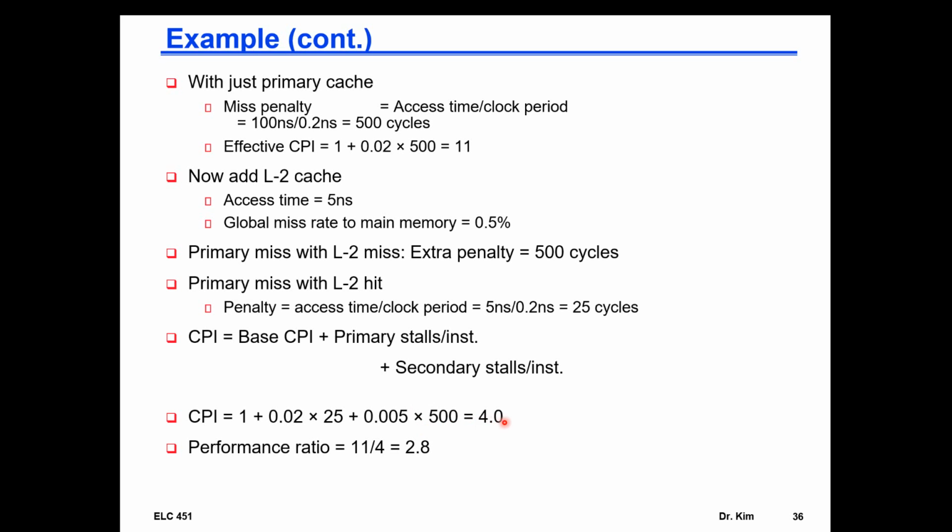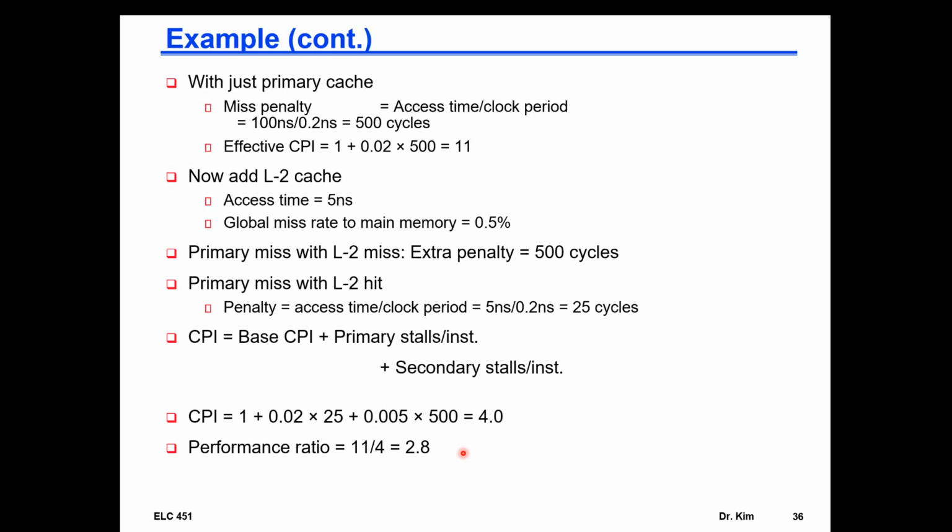So now the new performance, the effective CPI, is 4 instead of 11. So our performance degradation, instead of being more than 10, is 4. And if we compare the performance of the system with a level 2 cache versus the system without it, we'll see that the system is almost 3 times faster. So that's how multi-level caches help you keep the performance high.